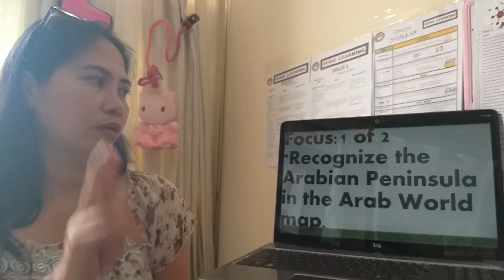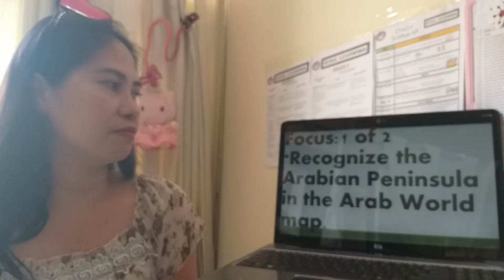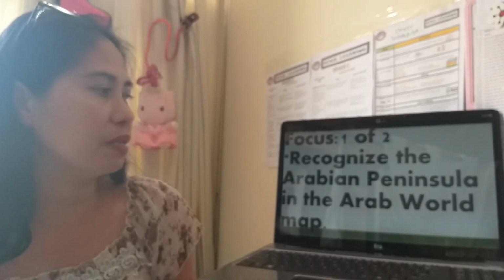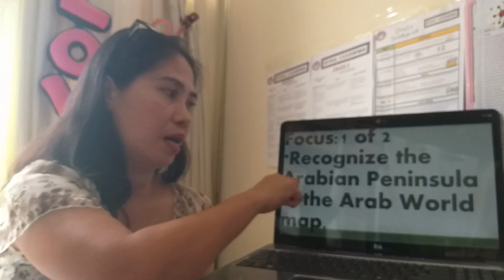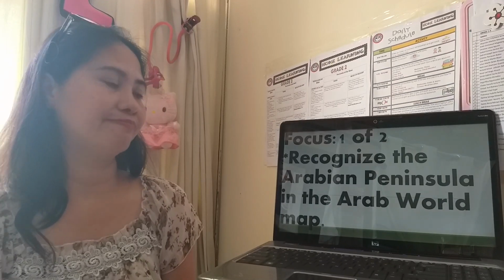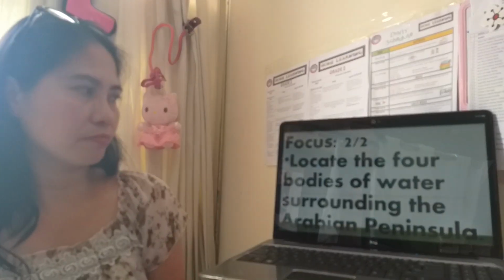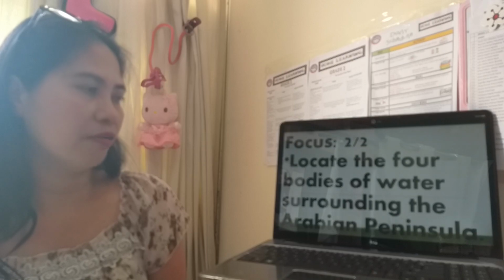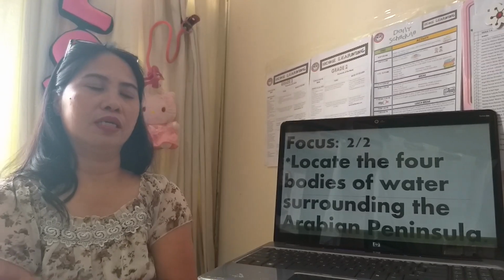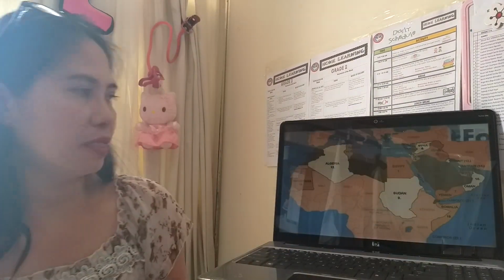We have two focuses or learning objectives. First, recognize the Arabian Peninsula in the Arab world map. So we are going to concentrate on the Arabian Peninsula. Next, locate the four bodies of water surrounding the Arabian Peninsula. Look again at the map.